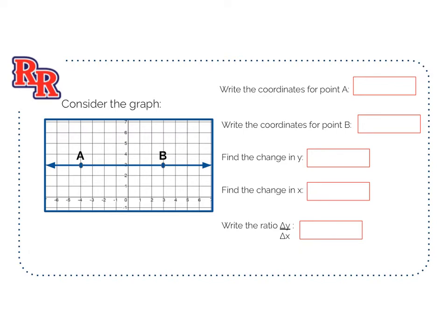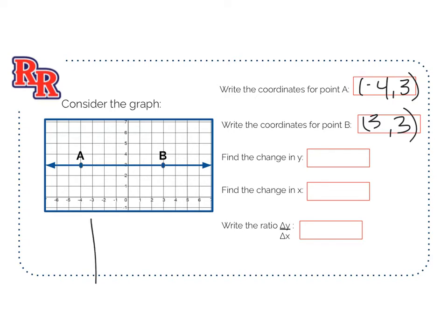So what are the coordinates for point A? Well, point A is -4, 3. Let me get my pen here. -4, 3. And what are the coordinates for point B? Well, that's at 3, 3. Now I would say to you, what do you notice? I notice that the y coordinates are the same. I also notice that this is a horizontal line. Interesting. So let's find the change in y.